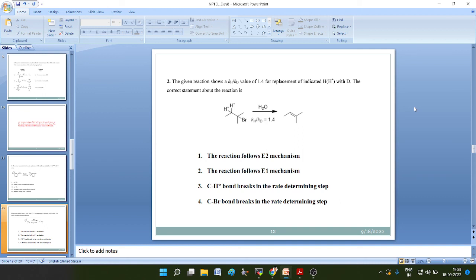E2 mechanism, do you think it is E2 mechanism? No, it is not E2. The reaction follows E1. Yes, it can follow E1, carbocation formation. C-H bond breaks in the rate determining step? No. C-Br bond breaks in the rate determining step. Yes. So option number 2 and 4 is the correct answer. Okay. So the reaction follows E1 mechanism and C-Br bond breaks in the rate determining step.